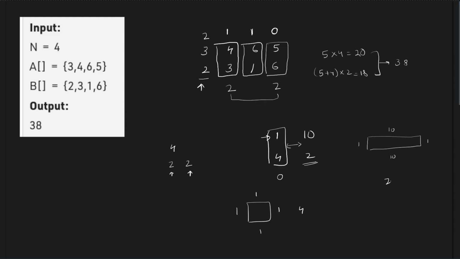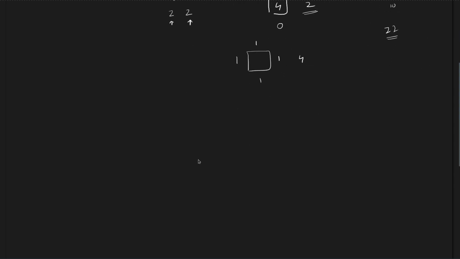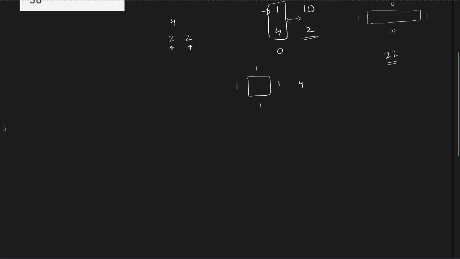So the total length would be 22, which is the most optimal answer in this particular case. So we see if we try to form the squares first, then it is not a very optimal approach, right? We might lead into some cases where the answer is not optimal. So what we instead do is we just try focusing on forming the rectangles.